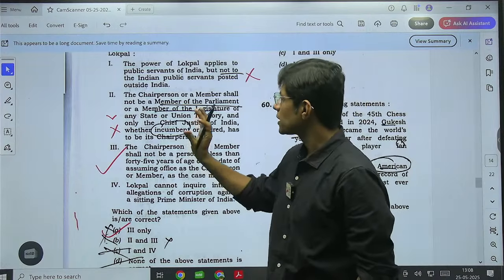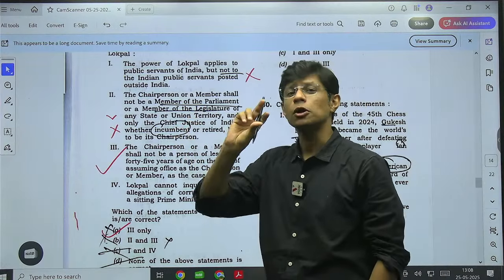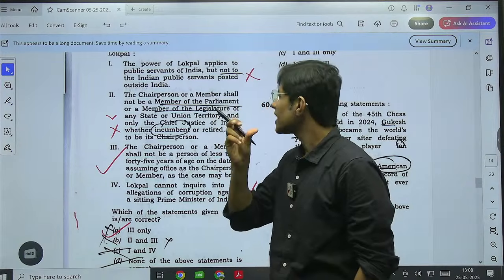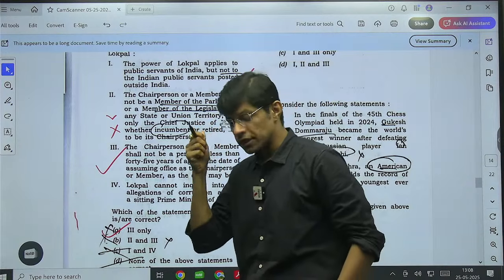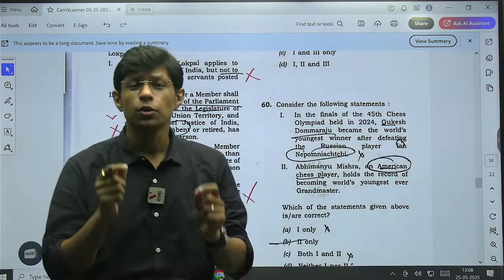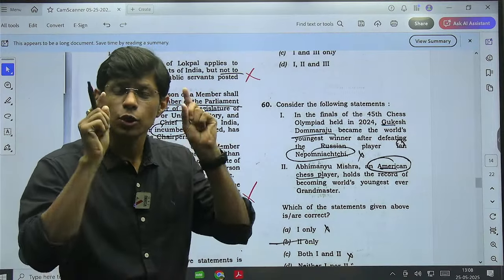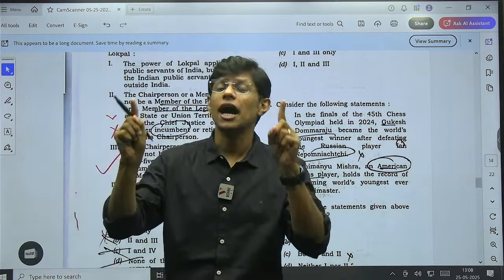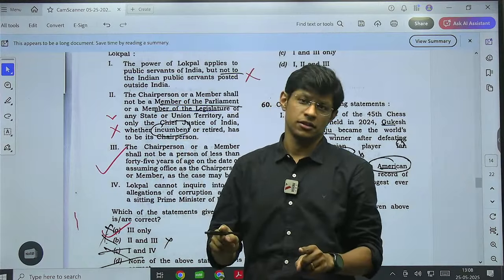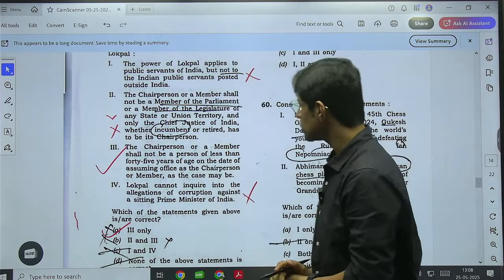Now again, I would keep this question under the moderate category. This is not an easy question. This question demands you to understand and know each and every feature of the Lokpal and Lok Ayukta Act of 2013. Moving on to the next question.